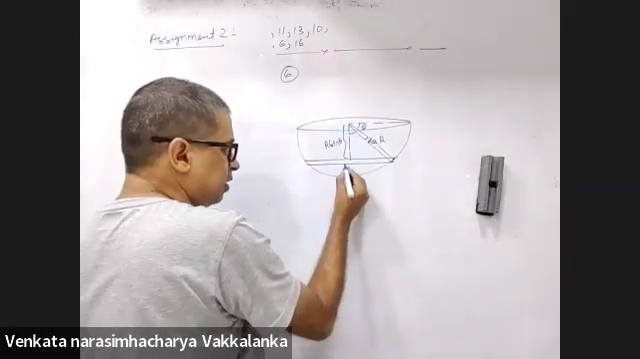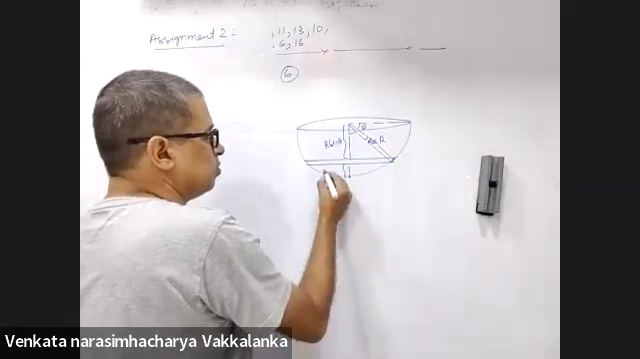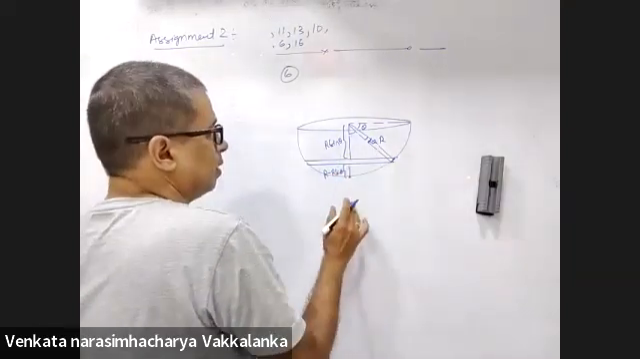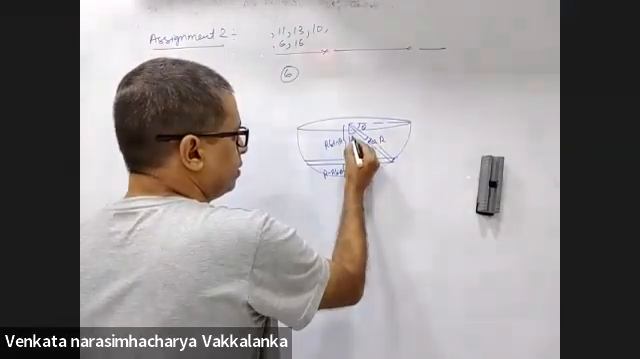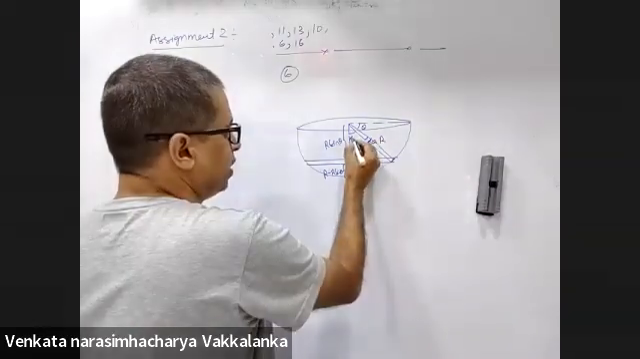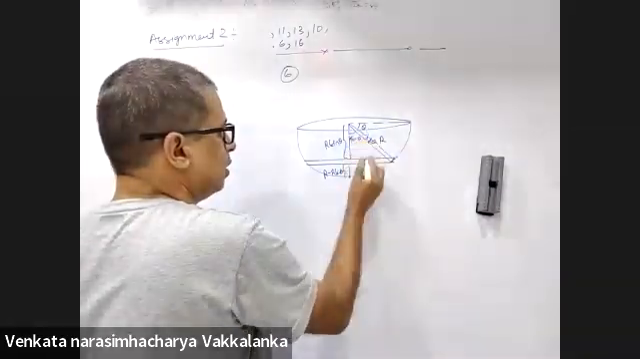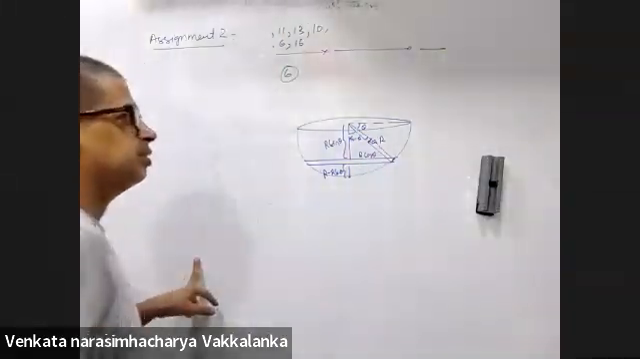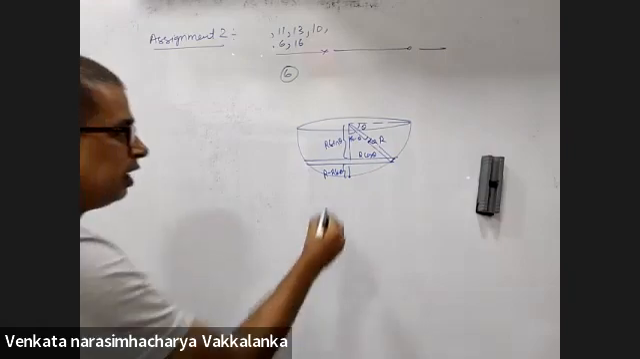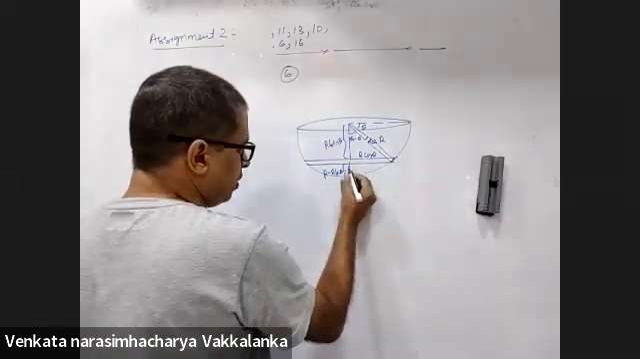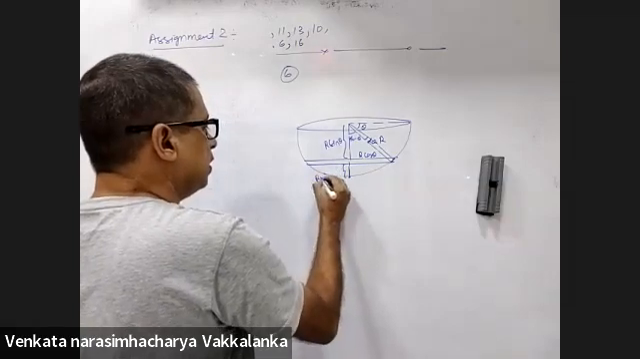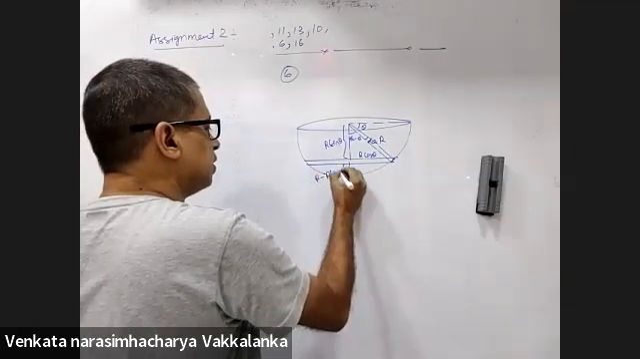He is asking potential here, so I need to know this distance. This is r minus r sin theta. This is 90 minus theta, so this becomes r cos theta. So the radius of the ring is r cos theta, and this distance is r minus r sin theta.